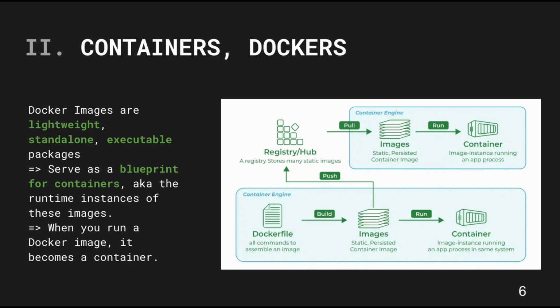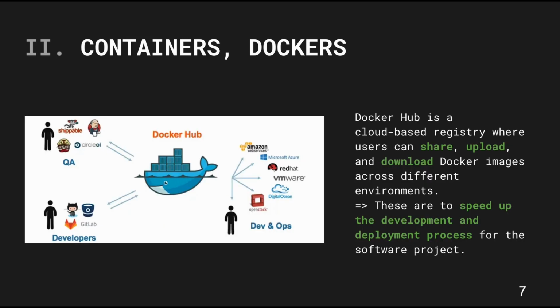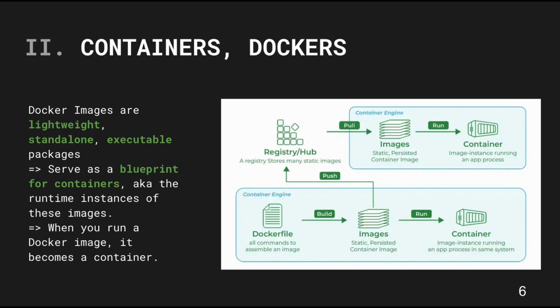Docker images are the templates from which these containers are created, and Docker Hub is the cloud-based repository where these images are stored and shared. First of all, Docker images are lightweight, standalone, executable packages that serve as a blueprint for containers, the runtime instances of these images. When you run a Docker image, it becomes a container.